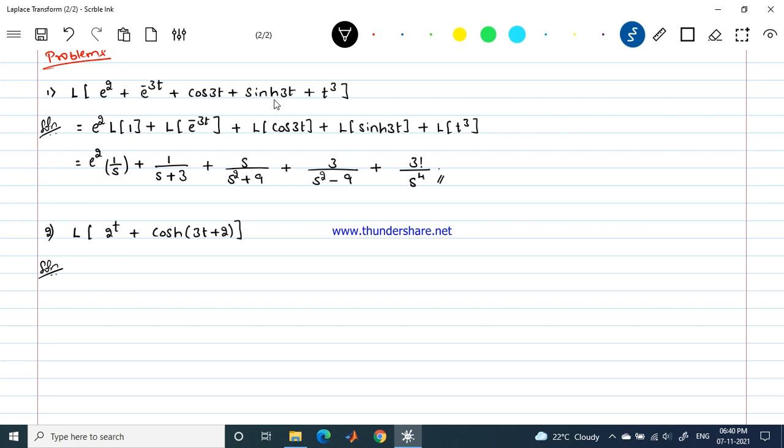So this is once again what? This is Laplace of sum of two functions. So by applying linearity property, this is Laplace of first function plus Laplace of second function.